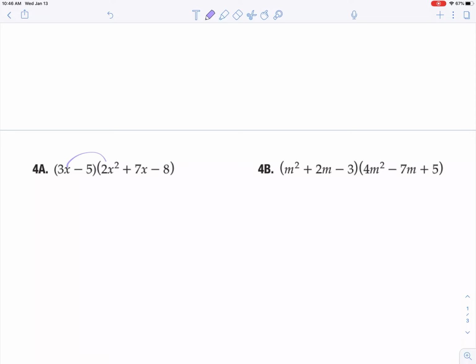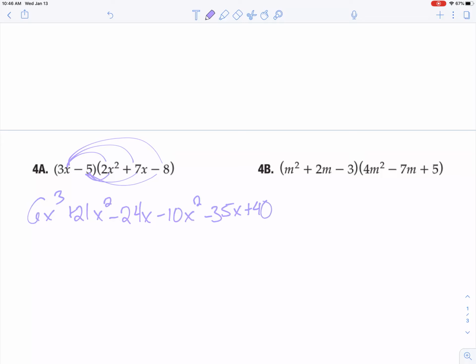3x times 2x squared, 6x cubed. Okay, then multiply it there. Then multiply it there. Do the same for the negative 5. Remember, it's a negative 5 the whole time. It can be really easy to lose that negative sign right there, just so you know. So what's that give me? Negative 10x squared, then multiply it here, negative 35x. Multiply it here, 40. Combine like terms.